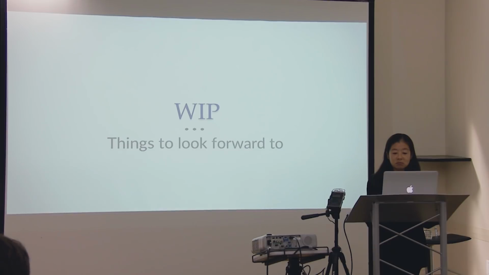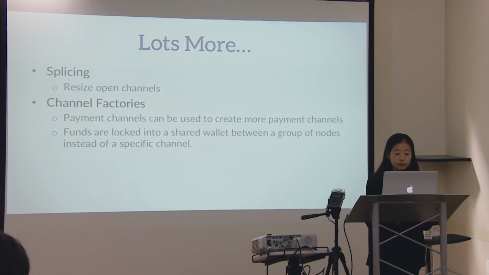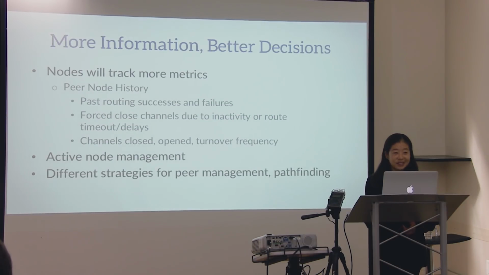Yeah, so it's still all a work in progress. Right now, high capacity channels are very scarce. Soon there will be multi-path transactions where you can split a payment up over many channels to distribute the payment and not be constrained by the maximum channel width. And then in the future there will be splicing, where you can resize open channels, and channel factories, where payment channels can be used to create more. I won't go into details about this, but other speakers know more about that than I do.